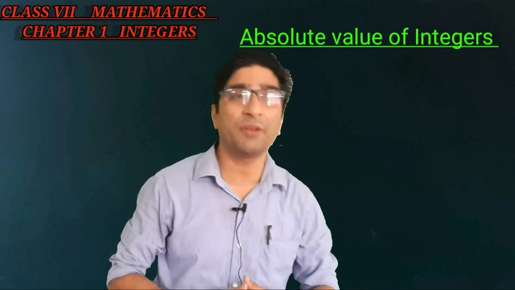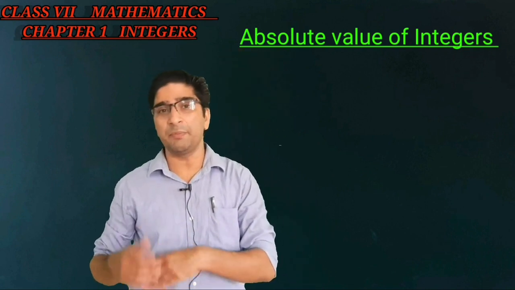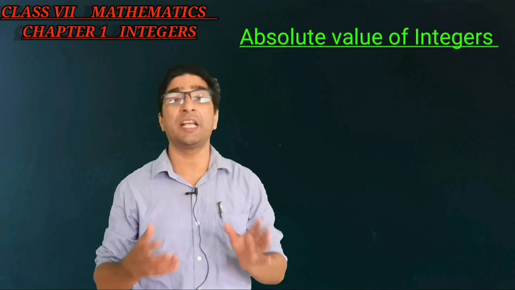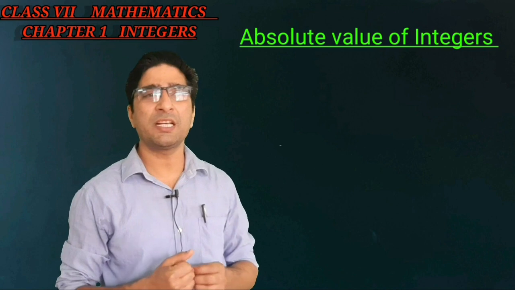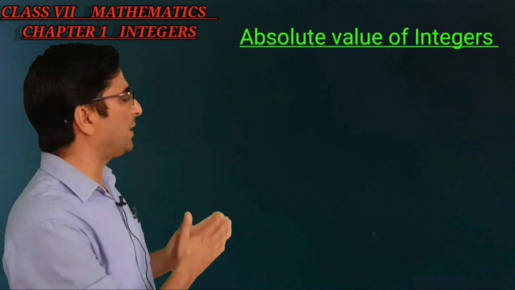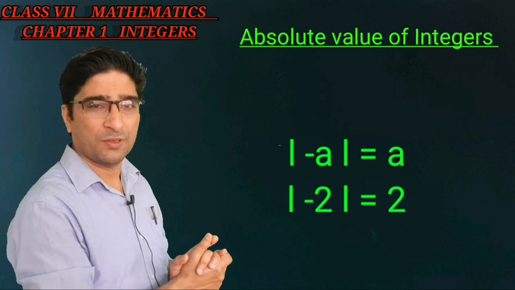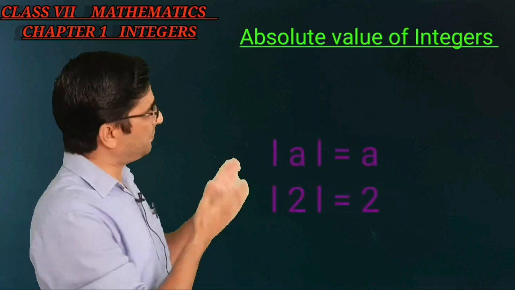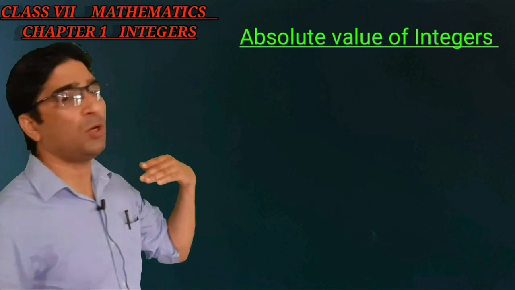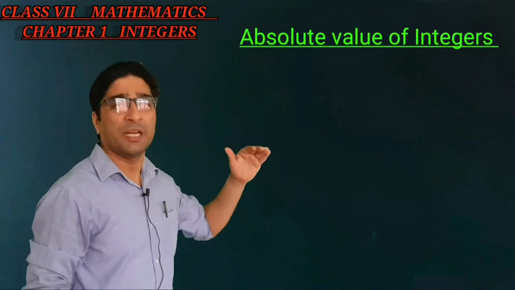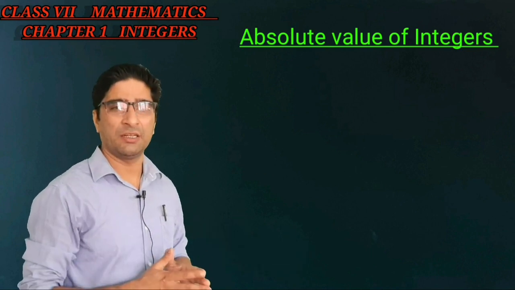The absolute value of an integer can be equal to the integer or it can be greater than the integer, but it is never less than the integer. If -a is an integer, then the absolute value of -a is equal to a. If a is an integer, then the absolute value of a is equal to a. That means it can be equal to the integer and it can be greater than the integer, but it cannot be less than the integer.